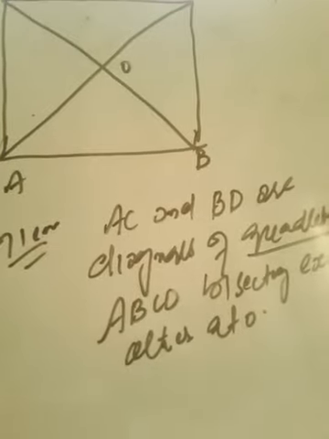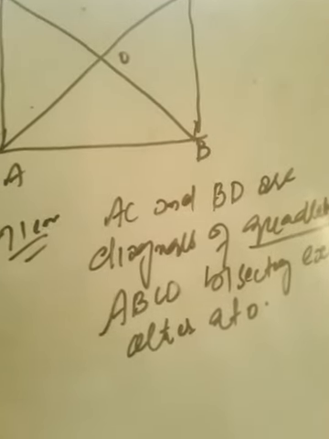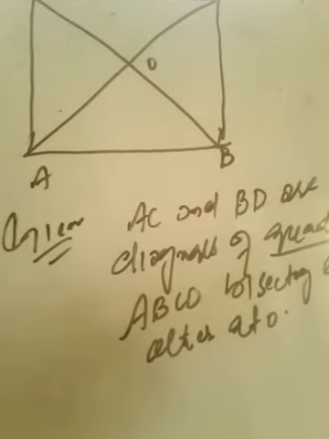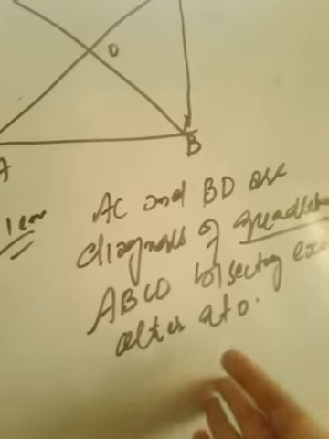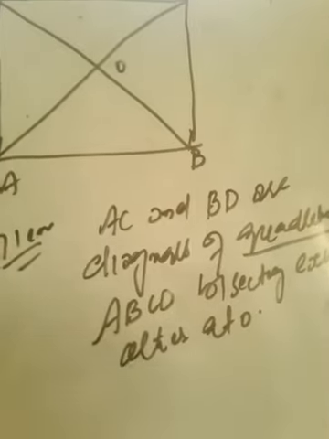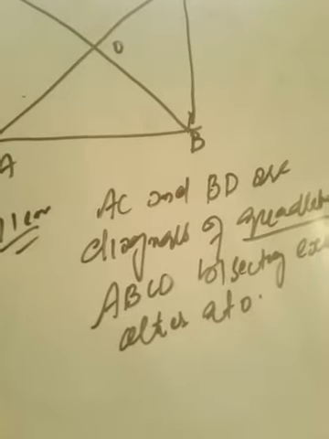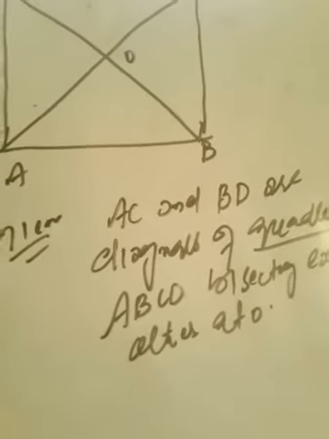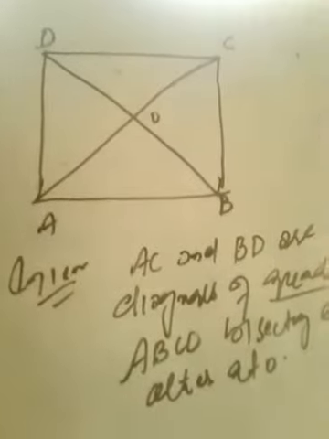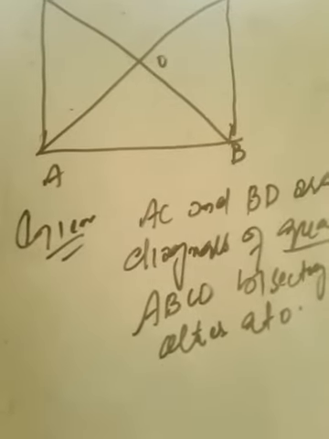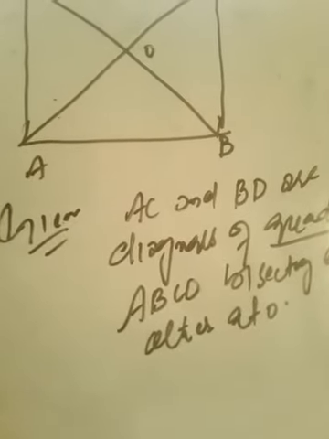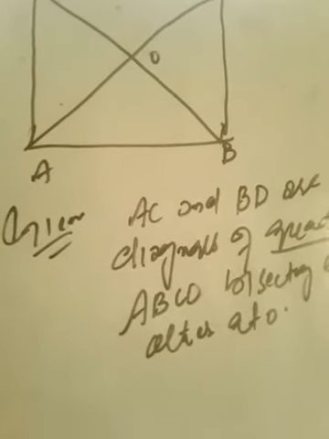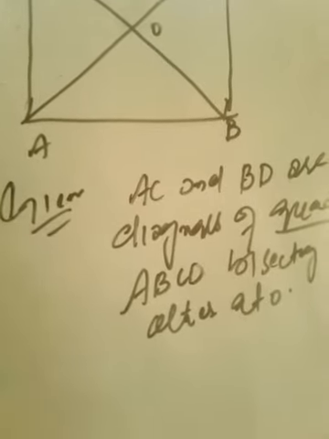Recall, in the previous theorem we were given a parallelogram and were required to show that the diagonals bisect. Now we are given a quadrilateral whose diagonals bisect, and we have to show that this quadrilateral is a parallelogram. Hope you have now got a clear idea about what we are supposed to find.